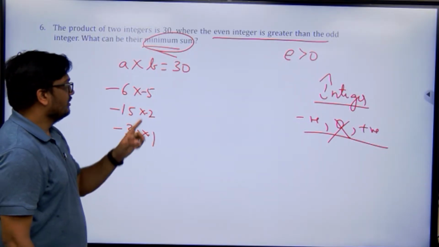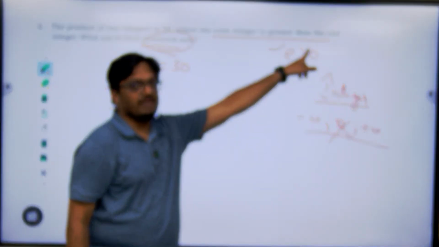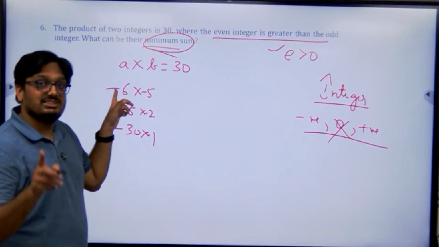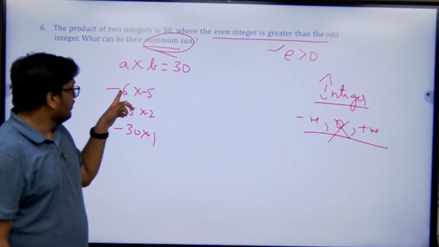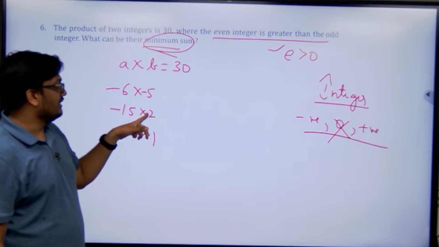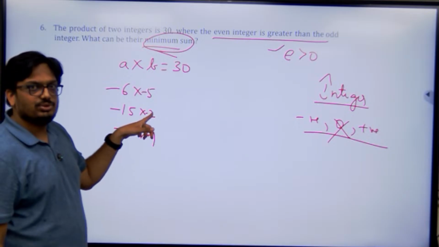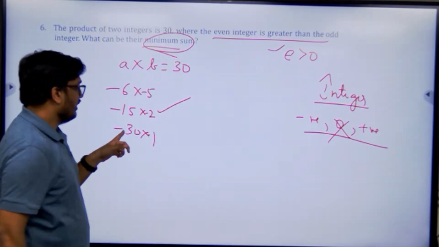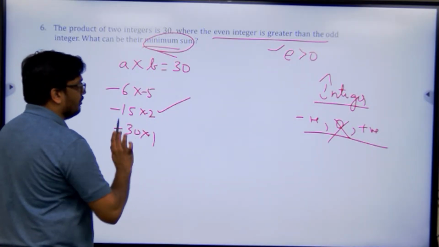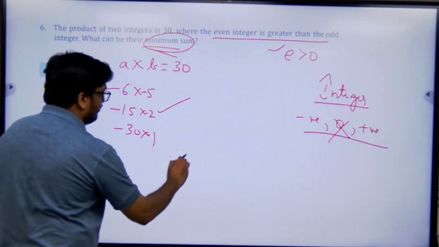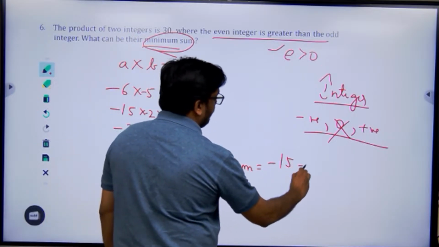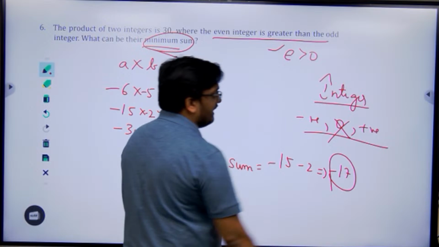minus is plus. And carefully observe, this condition should be satisfied: even integer should be greater than odd integer. 6 is greater than 5, but minus 6 is less. If it is negative, the number which is more, it is less. Here, minus 15, minus 2, the even integer is minus 2. Yes, minus 2 is greater than minus 15. And minus 30, minus 1: 30 is greater than 1, but not minus 30. Minus 1 is greater than minus 30. Therefore, the numbers are minus 15 and minus 2. Their minimum sum, minus 15 minus 2, is equal to minus 17.